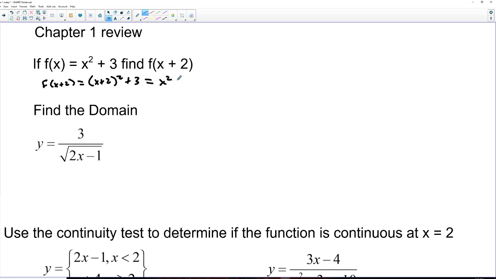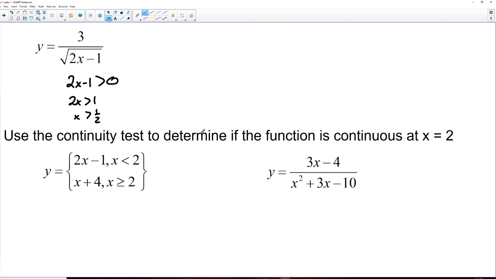Let's FOIL x plus 2, and we'll add 3, and that's equal to x squared plus 4x plus 7. Find the domain. Well, you can't take the square root of negative values, and you can't allow the denominator of fractions to be 0. So 2x minus 1 has to be greater than 0. So 2x greater than 1, x has to be greater than 1/2.